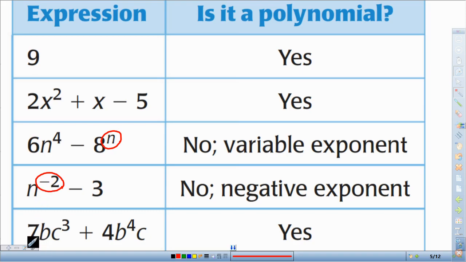And then the last one here, is this thing considered a polynomial? It has two terms. It looks like our exponents are positives. They're not variables. So yes, this thing is a polynomial. Technically, with two terms, it would be a binomial. So just look out. Those are the two ways that something turns into not a polynomial. We won't see those very often, but it's good to know.